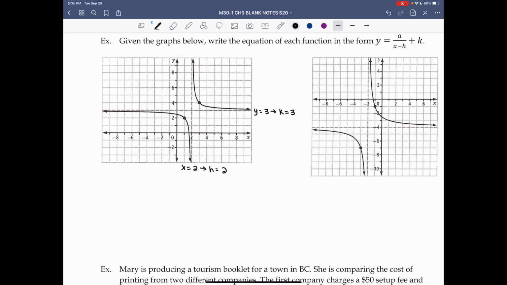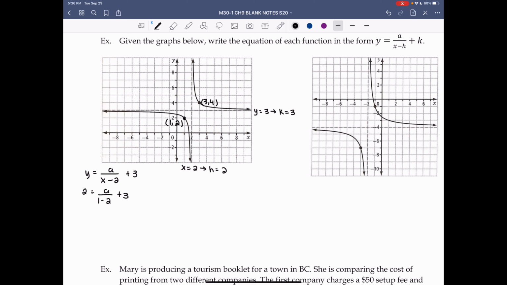We can plug those into our function y equals a over x minus h, which is 2, and then plus k, which is 3. Now we need to sub in a point for x and y so that we can solve for a. I can see 2 points on my graph. I have 1, 2, and then 3, 4. I can sub either of those in for x and y. I'm going to go with 1, 2. 2 equals a over 1 minus 2 plus 3.